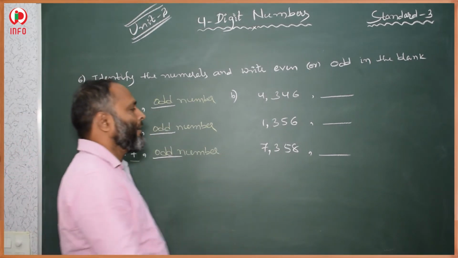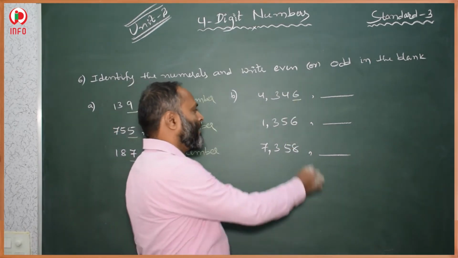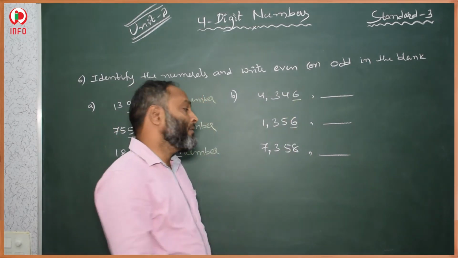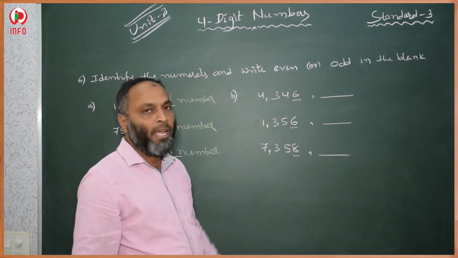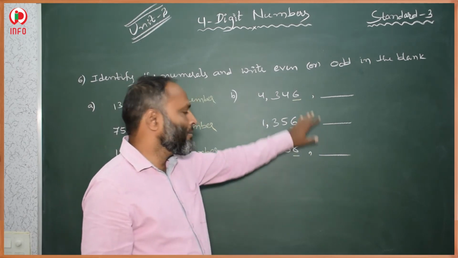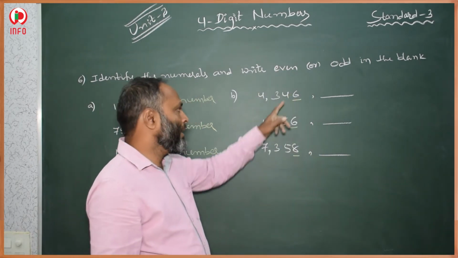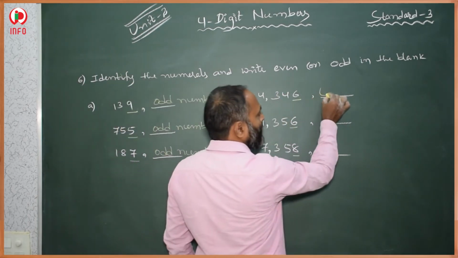In B bit, again it's the same method. Here in ones place 6 is there, in ones place 6 is there, and in ones place 8 is there. 6, 6 and 8. These numbers are even numbers. Why? Because in the ones place we have even digits. So these are even numbers.